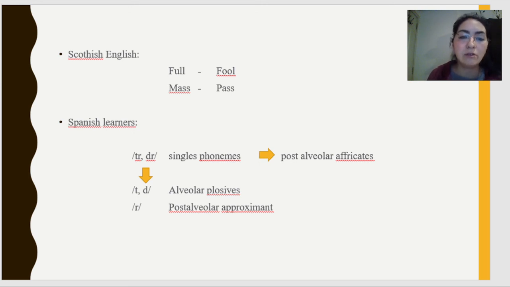We have another type of English, Scottish English, in which "full" and "fool" are pronounced the same, and "mass" and "pass" have the same vowel phoneme. Spanish learners have /tr/ and /dr/ as single phonemes, post-alveolar affricates. T and D are alveolar plosives, and post-alveolar approximants.